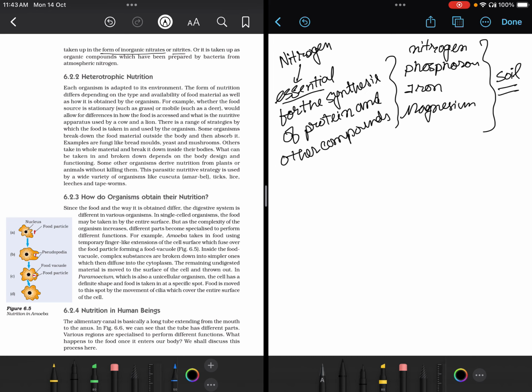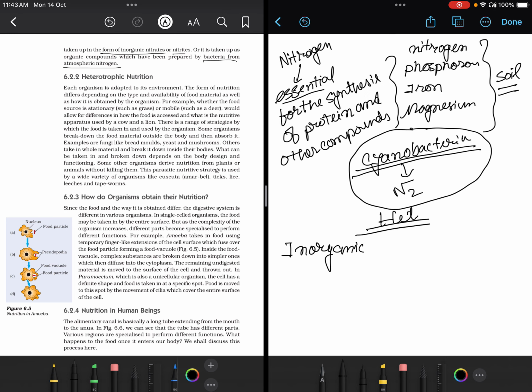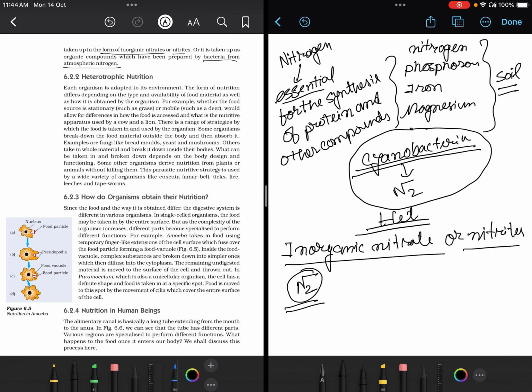For the time being, you remember nitrogen is taken in the form of inorganic nitrate or nitrite. Why is this? This is because the organic form or the gaseous form cannot be absorbed, so they take it in the inorganic nitrate or nitrite so that they get easily absorbed and the plant can utilize them.